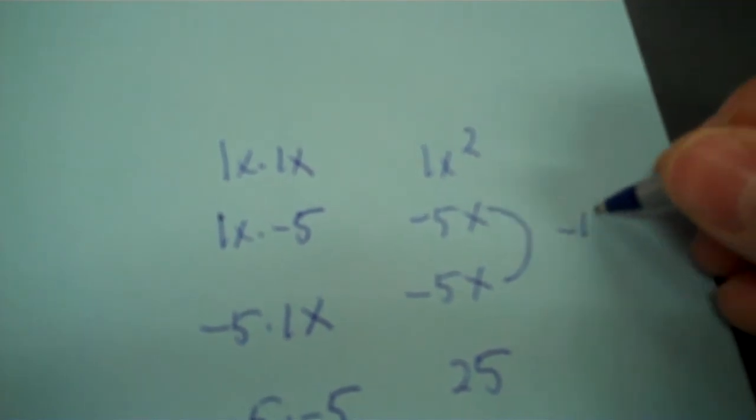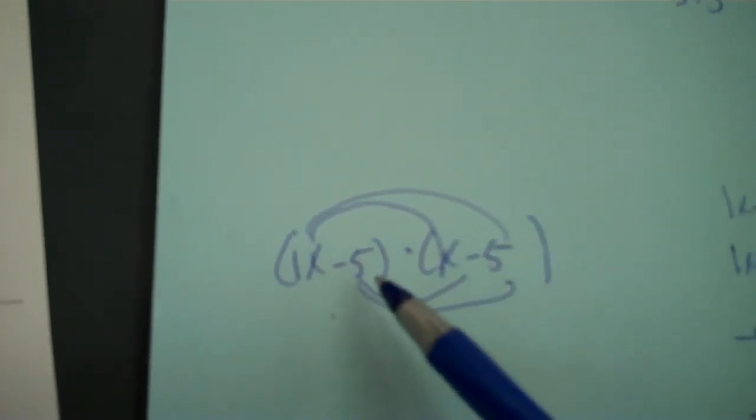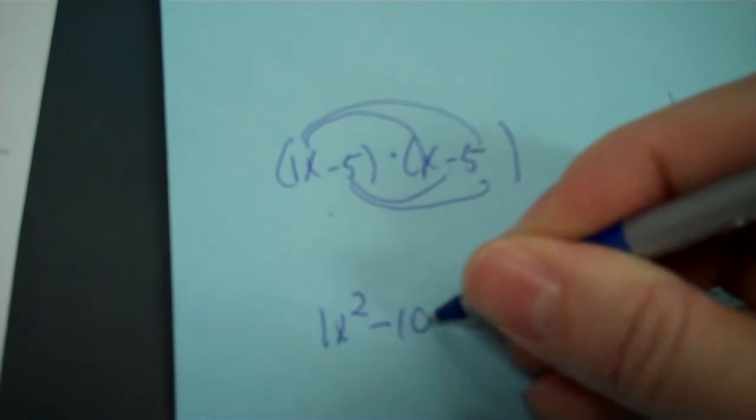Combine those, you get negative 10x. Remember, don't cancel those. Those never cancel when you have the exact same sign. That's when you have a plus and a minus that they cancel out. So you have 1x to the second minus 10x plus 25.